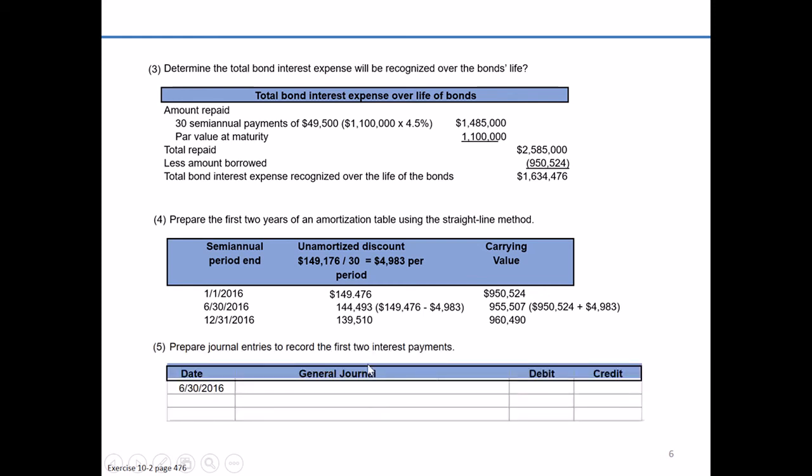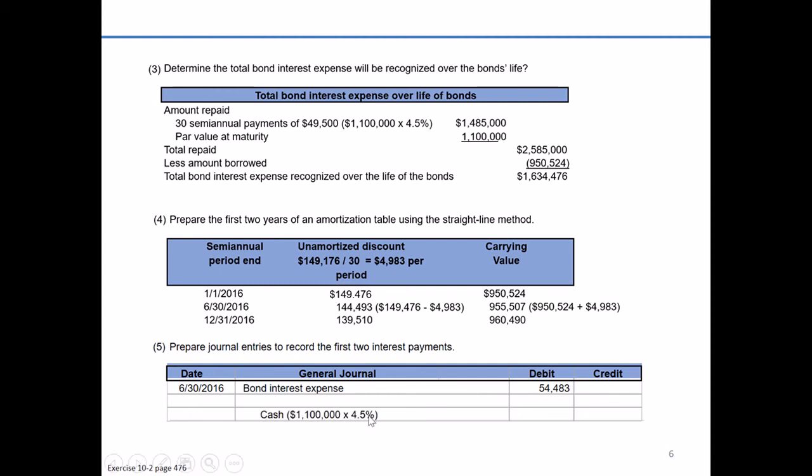Our next point asks to prepare journal entries to record the first two interest payments. Now I'm going to cheat a little bit and just do the first one again to reduce the video time, just to give you a little bit of practice. So on June 30th, 2016, we're going to have bond interest expense. And if you go back a little bit in this video, remember how I identified that every single period is going to have an interest expense cost of $54,483. So we're going to debit bond interest expense of $54,483.